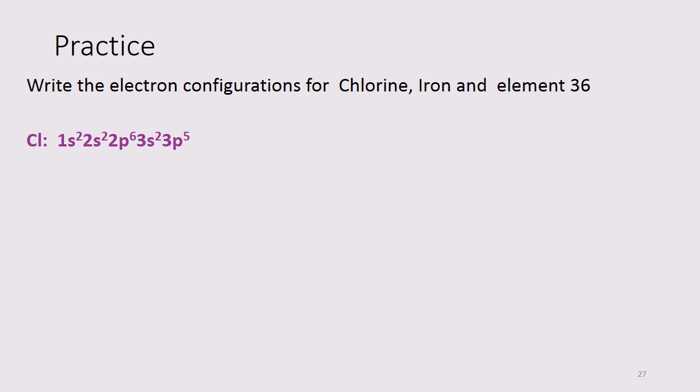All right, now iron is element 26. So what we're going to do is continue on. It'll start with the same thing, and then we'll have 3p6, which would be 18 electrons, and now we have to go into the 4s electrons, and there'll be 2 more, and then we go into the d electrons.